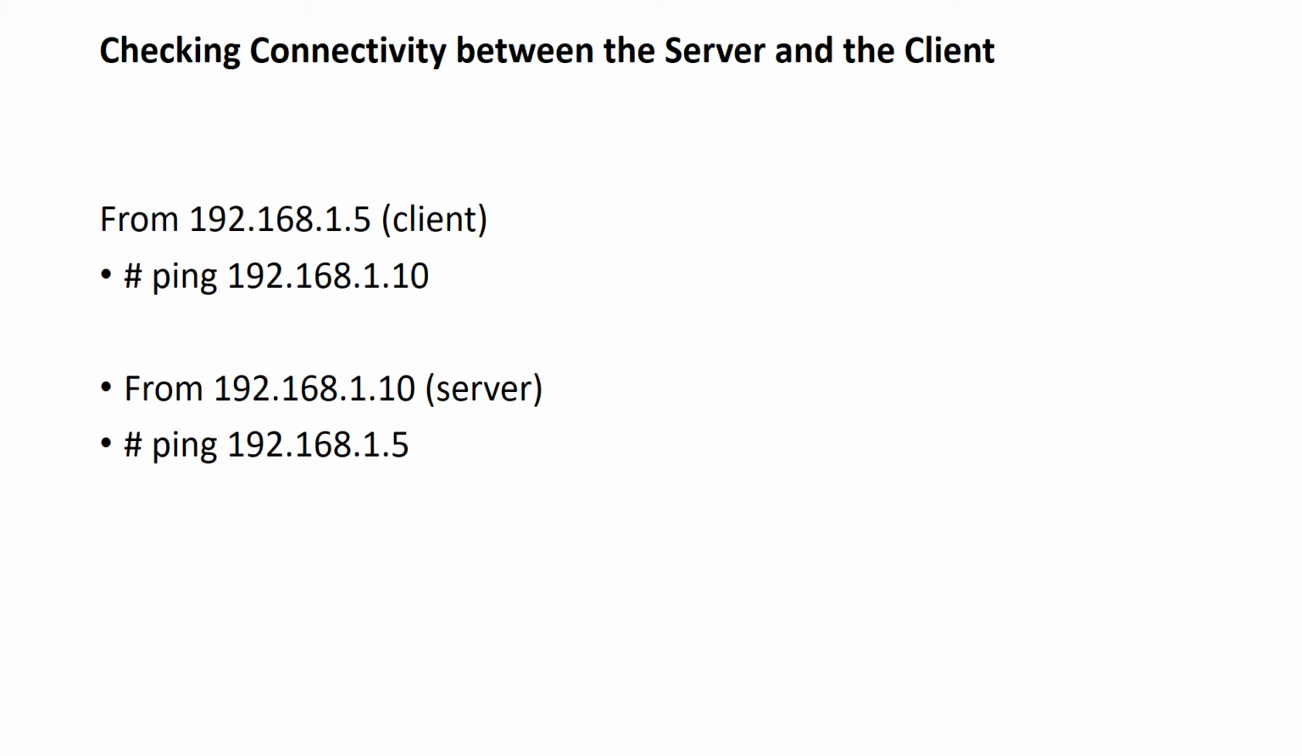The first thing that you must do is to check connectivity between the server and the client. For that, you have to use the command called ping. So from the client, you ping the server. This client has the IP address 192.168.1.5, and you ping the server, which has the same IP address apart from the number 10 at the end. And from the server also you ping the client.